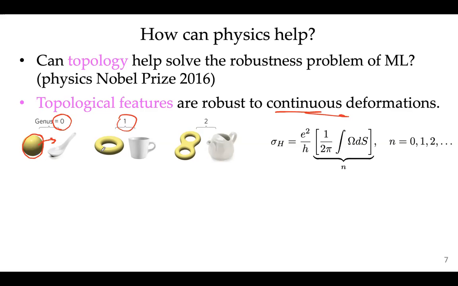So the topological number is 1. You can continuously deform it to a mug because there's only one hole in the mug, right? Okay, if you look at this figure, it has 2 holes. You can continuously deform it to this teapot because it has one hole here, the other hole is here. So the nice thing about topology is that they are robust against continuous deformations.